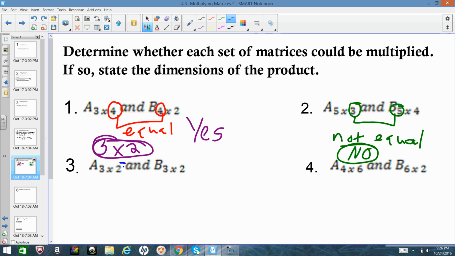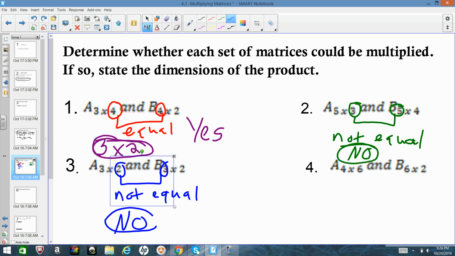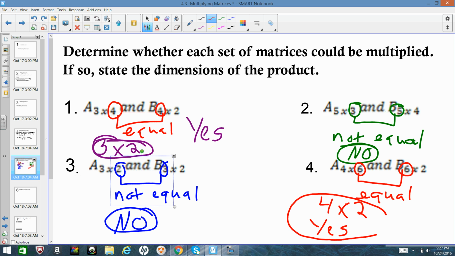If we look at number 3, we have a 2 by 3. Again, these are not equal, so can we multiply them? No. If we go to number 4, 6 and 6, so these are equal, so it would be a 4 by 2, and yes, when we multiply them, it would be a 4 by 2. So again, these two numbers need to be the same when you are multiplying. So now we know whether or not we can multiply matrices.